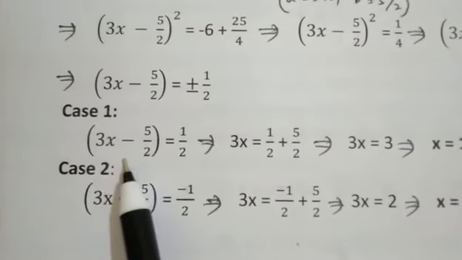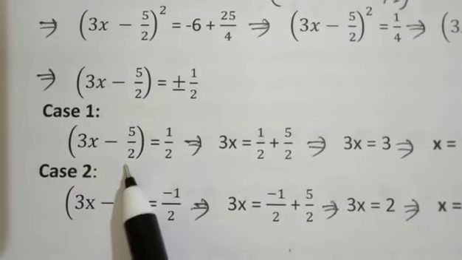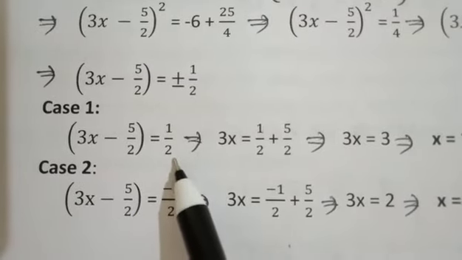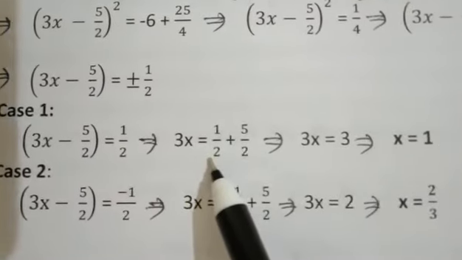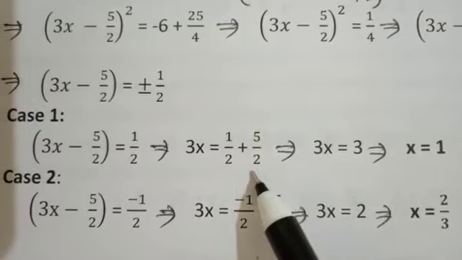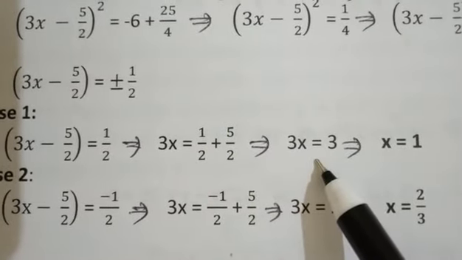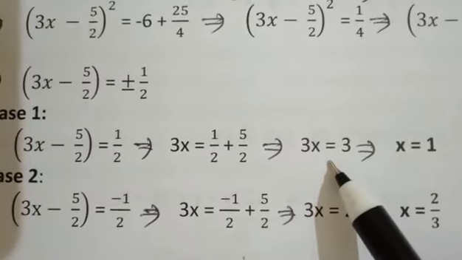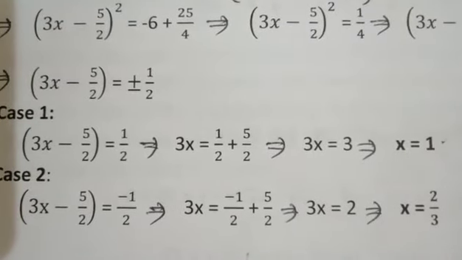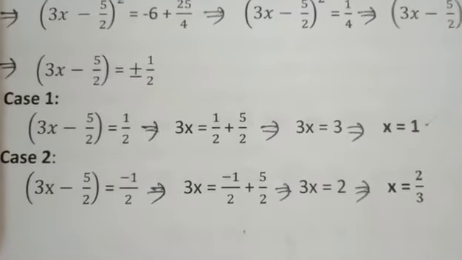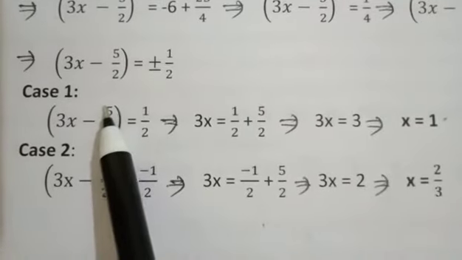Case number 1, when 3x minus 5 by 2 equal to 1 by 2, which is going to give us 3x is equal to 1 by 2 plus 5 by 2, which on further solving is going to give us 3x is equal to 3, and ultimately we got the value of x as 1. So this is the case number 1.